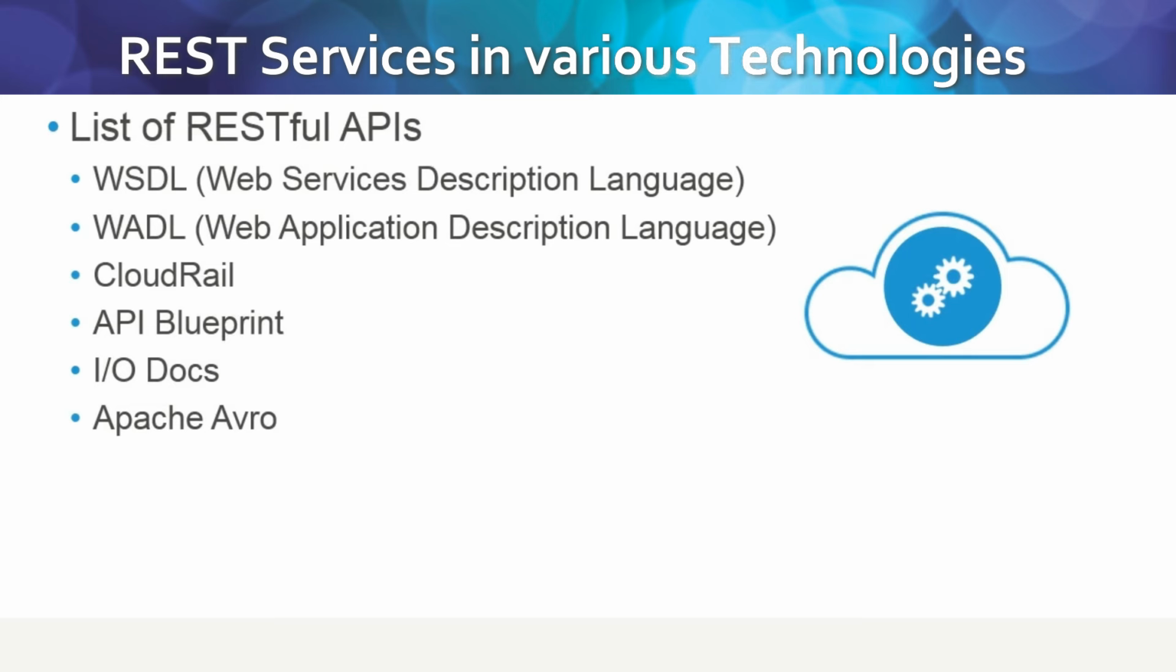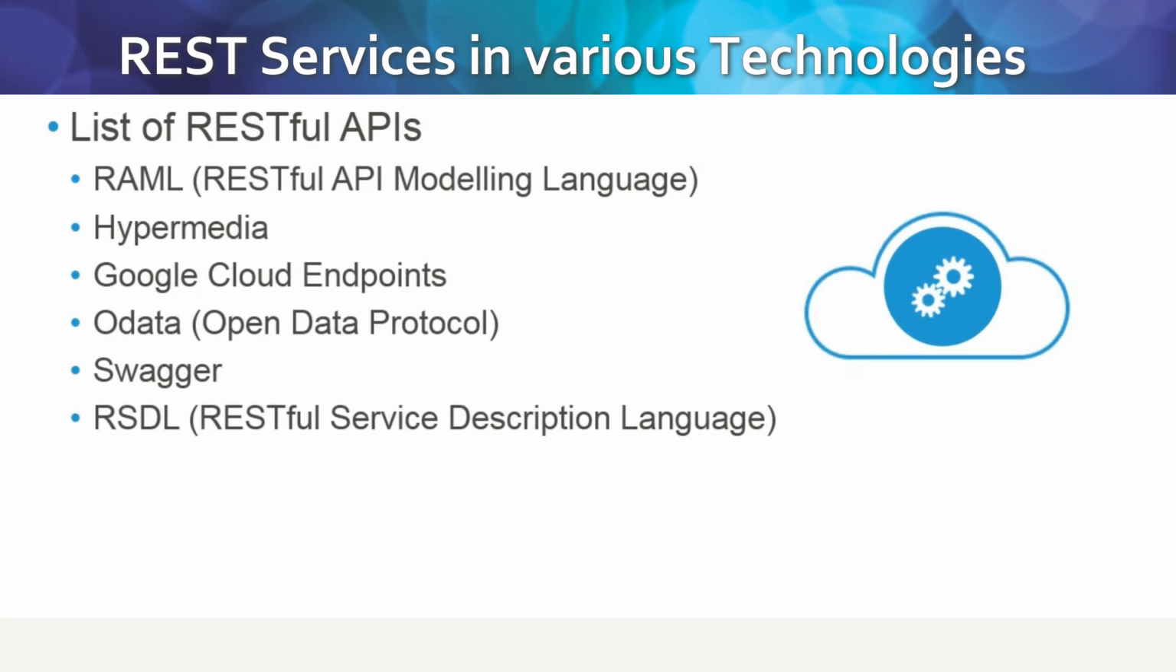List of RESTful API description languages are WSDL or Web Services Description Language, WADL or Web Application Description Language, CloudRail, API Blueprint, IODocs, Apache Avro, RAML or RESTful API Modeling Language, Hypermedia, Google Cloud Endpoints, OData or Open Data Protocol, Swagger, RSDL or RESTful Services Description Language.